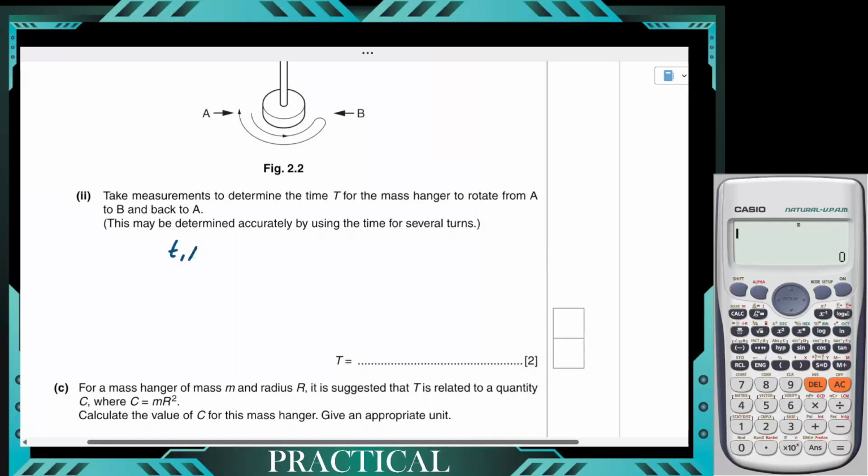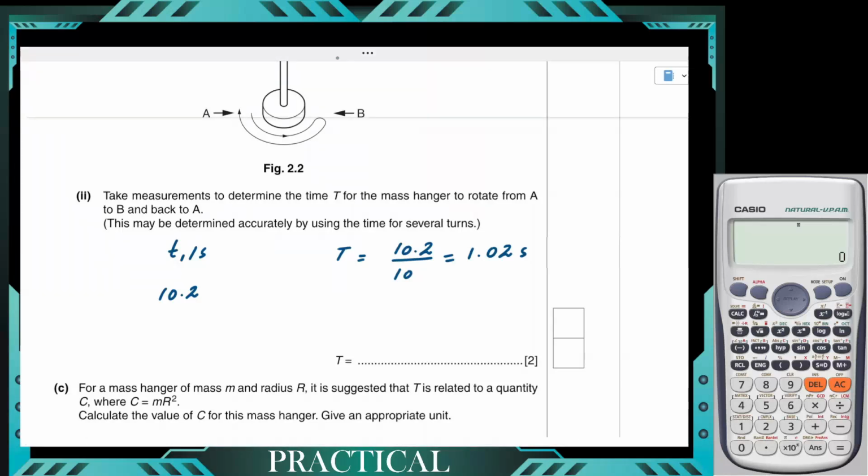Let's call it T1. Time of 10 oscillations could be, let's say, 10.2 seconds. And then I find the time period, which would be 10.2 divided by the number of oscillations, which in this case would be 1.02 seconds.